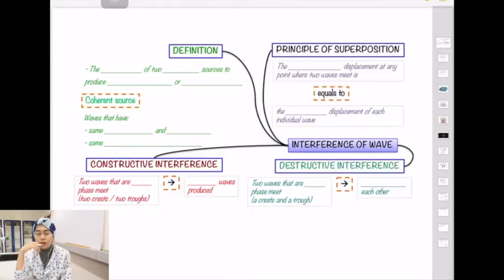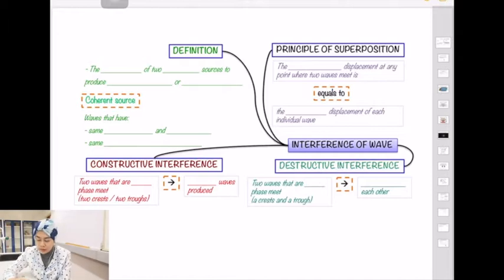Okay, so today we're going to be looking at interference of waves. There are a few terms that you need to know because these are going to be new for you. Some of the terms will be the principle of superposition, coherent source, and constructive and destructive interference. So first things first, let's look at the definition for interference.